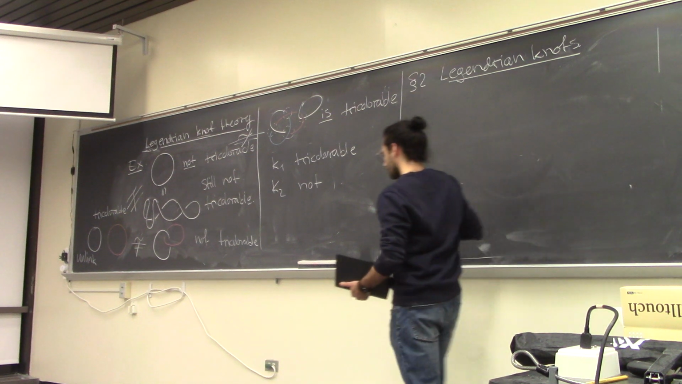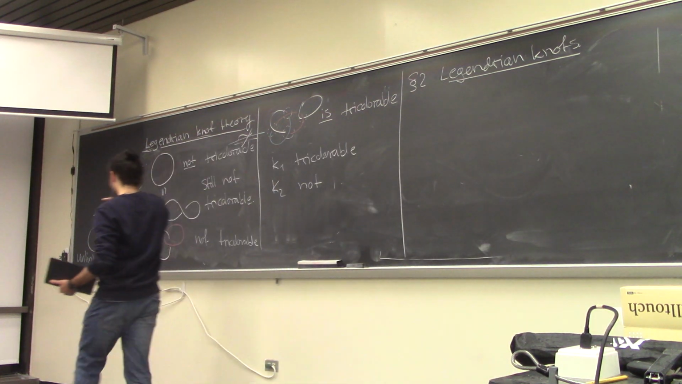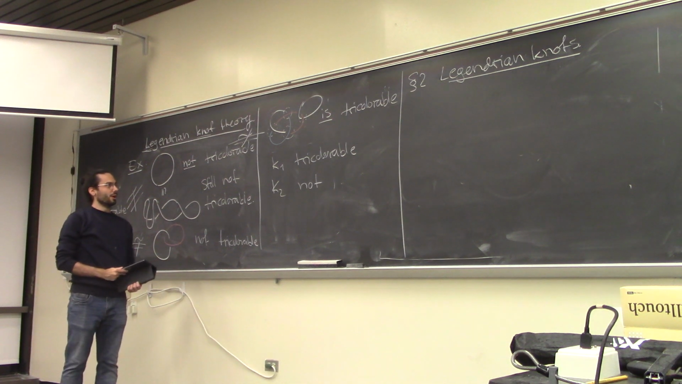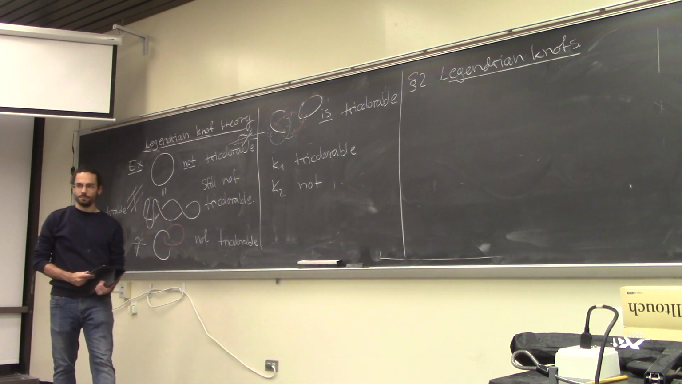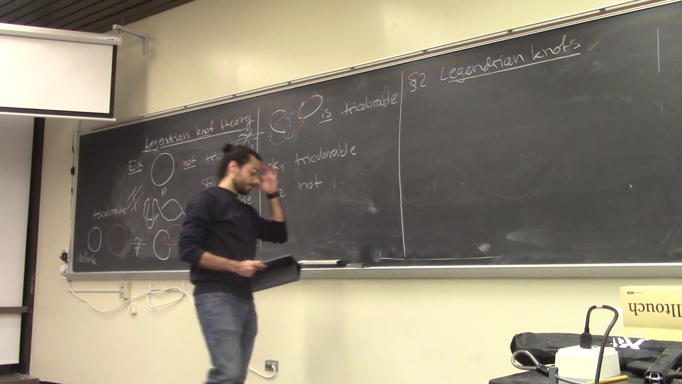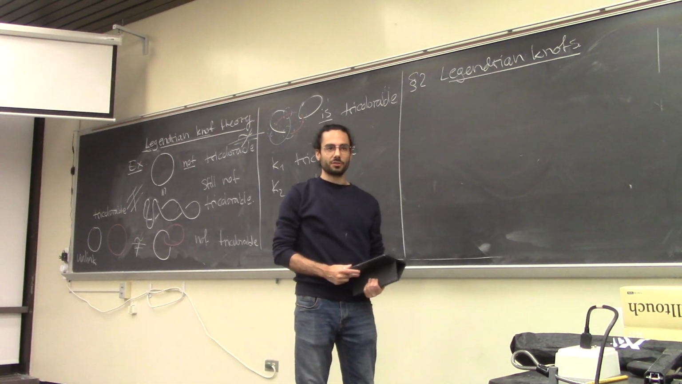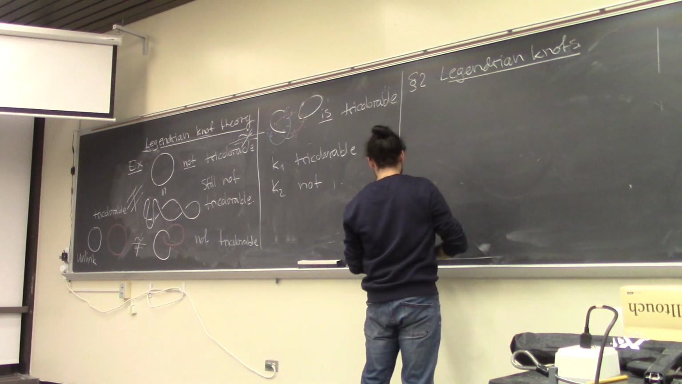Okay, so in knot theory, I could have given you some other invariant and said that we study knots using that invariant, and that's all good. But one can also study knots that satisfy some kind of geometric constraint, and these are what Legendrian knots are.